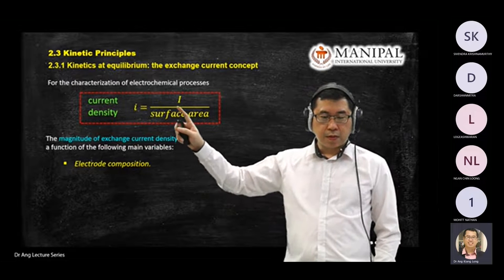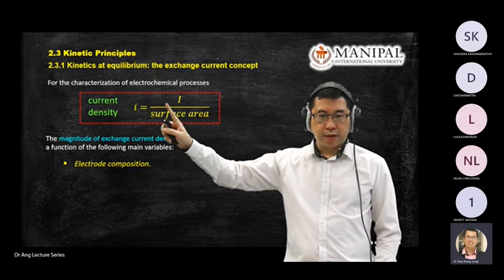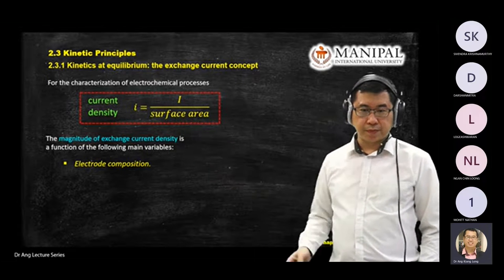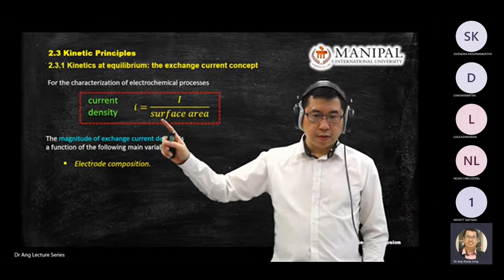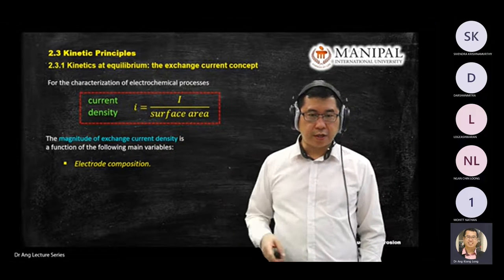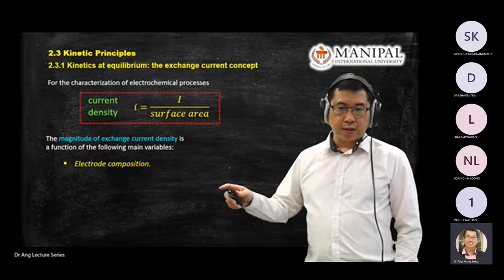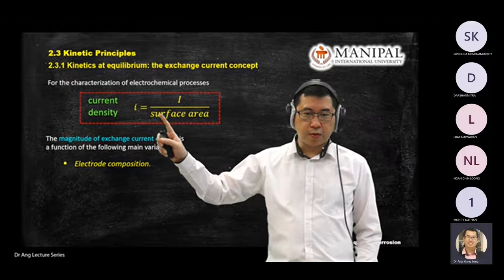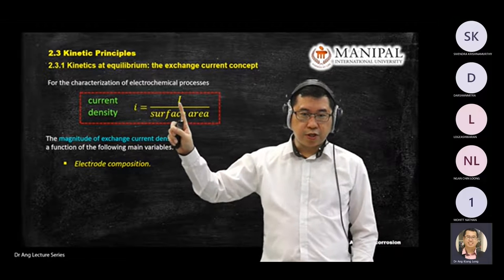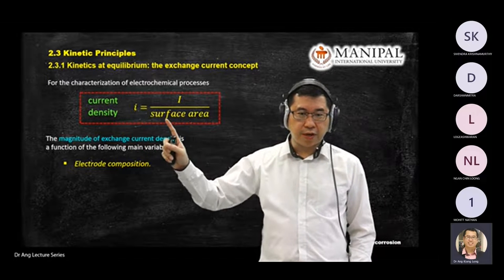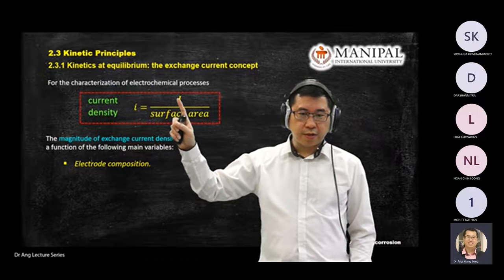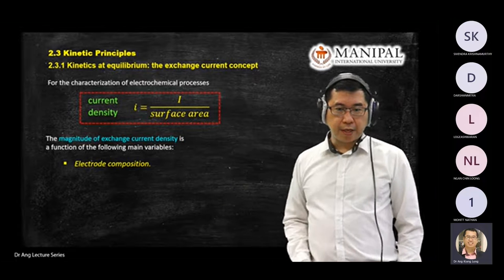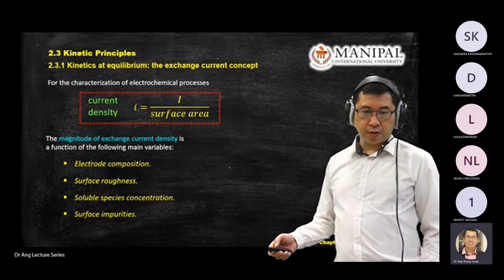So the I here, what influences the I value here? Or what influences the I over here? No surface area, very direct. You change this one, you change this one. If you have a fixed surface area, you change this one, you affect this one. So there are a few variables you can play around with. I'll give you all of these.